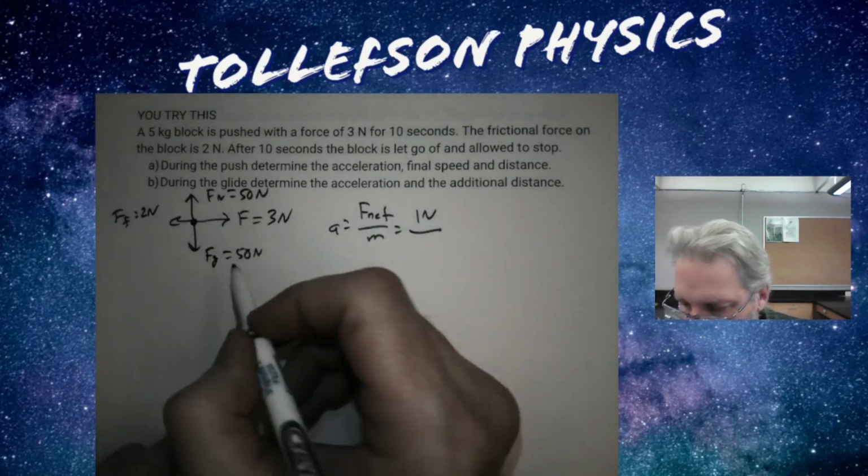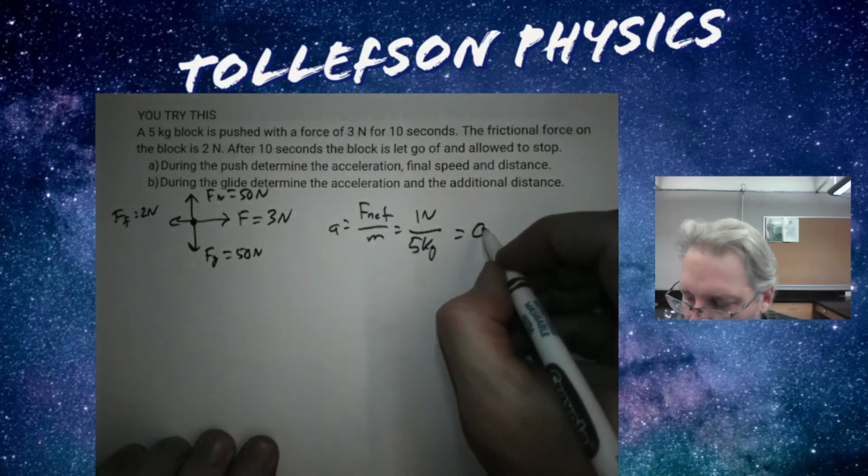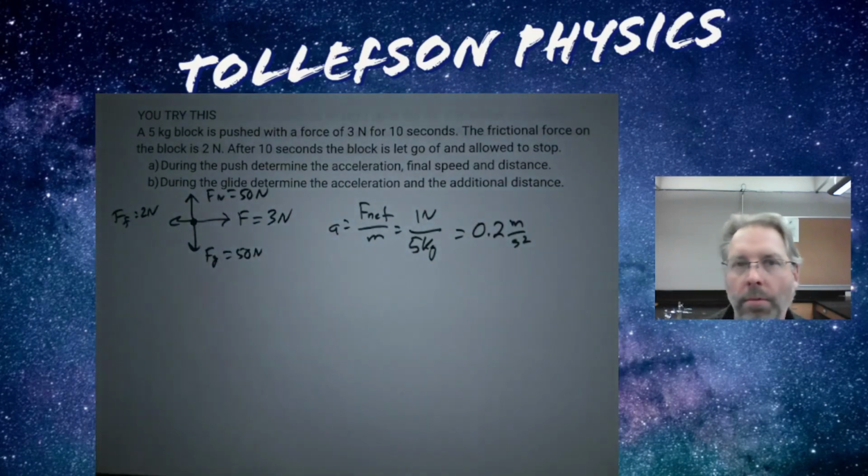And then the mass, so what's the mass? It's 5 kilograms. So this acceleration is a bit smaller than the ones we were dealing with before. It's 0.2 meters per second squared. All right, so now if we push that for 10 seconds, how fast is it going to be going? How far is it going to be going?